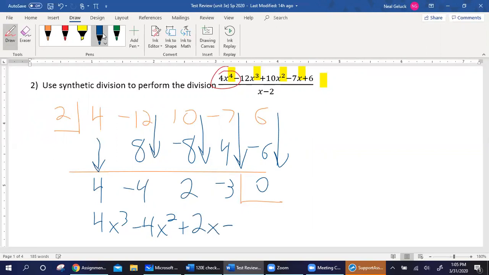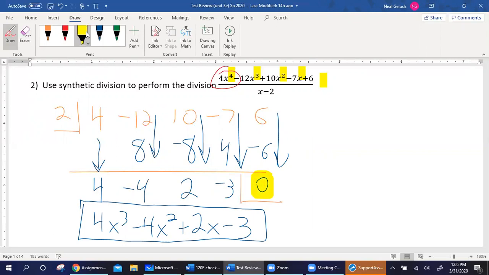And then I just keep reducing by 1 power. Now it doesn't necessarily mean that anytime I do a synthetic division problem I'm going to get a remainder of 0, but on this problem it does mean that x minus 2 actually is a factor of that 4x to the 4th polynomial.